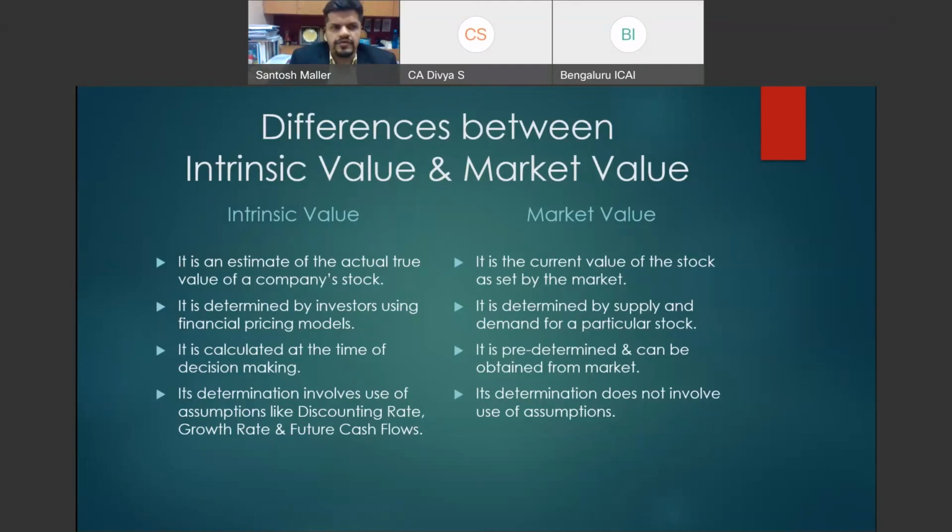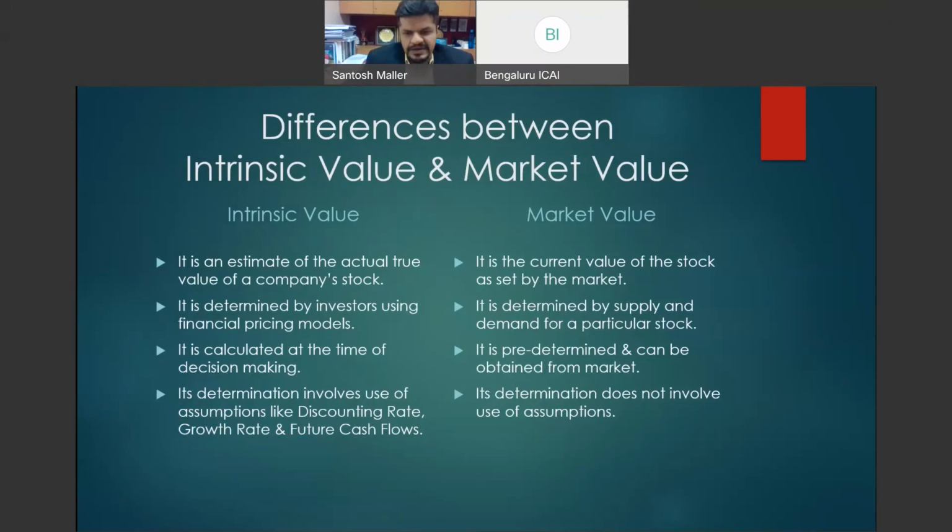You may have a negative opinion about it. You may have a positive opinion. Whatever it is, it's a factual thing. You cannot challenge it as such. Intrinsic value's determination involves the use of assumptions like discounting rate, growth rate, and future cash flows. In the case of market value, its determination does not involve the use of assumptions. So it's a factual thing. There is nothing arbitrary or subjective. So market value is, as such, given.